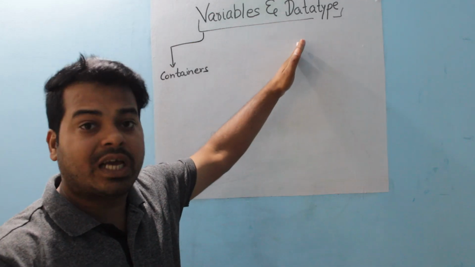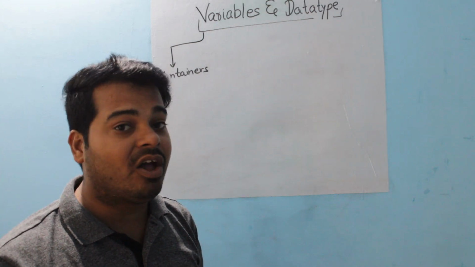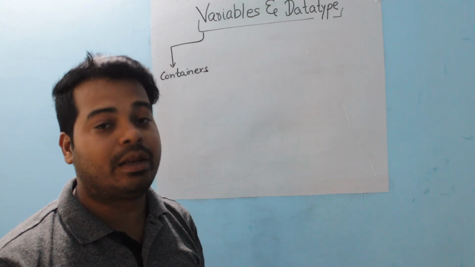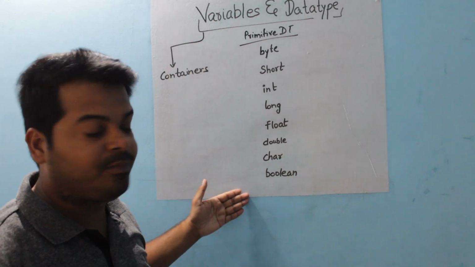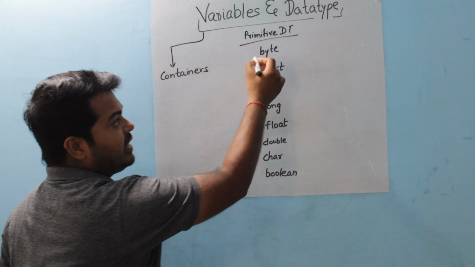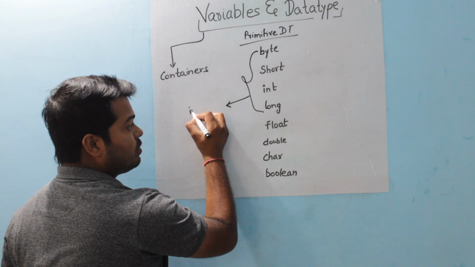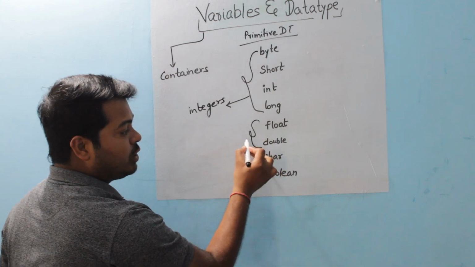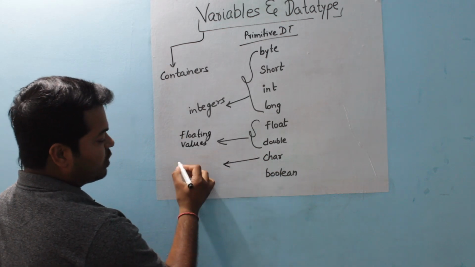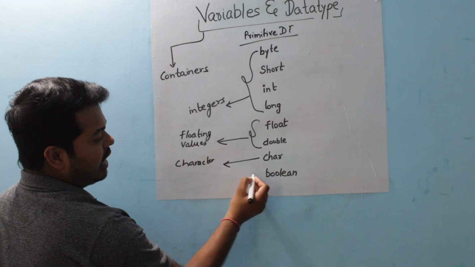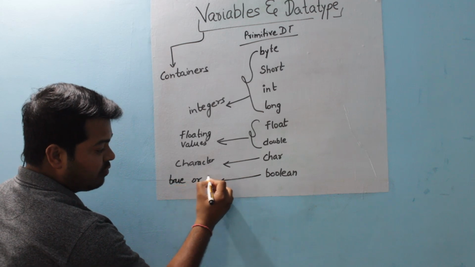The different primitive data types we have are byte, short, int, long, float, double, character, and boolean, as shown here. Out of these, byte, short, int, and long are used to store only integer values, float and double are used to store floating values, character is used only to store character values, and boolean is used to store only boolean values, that is true or false.